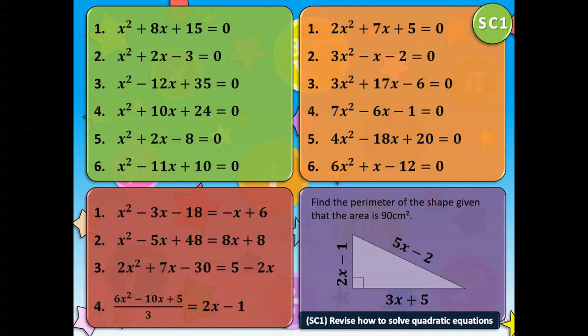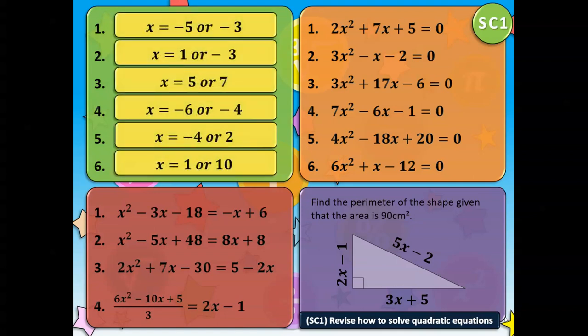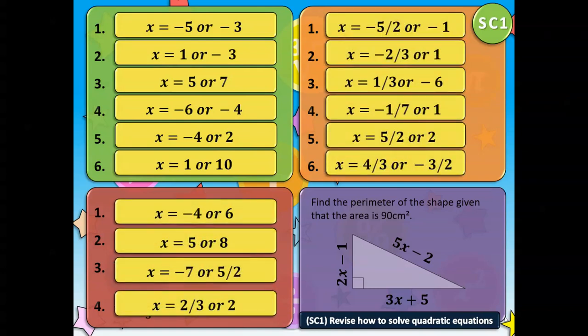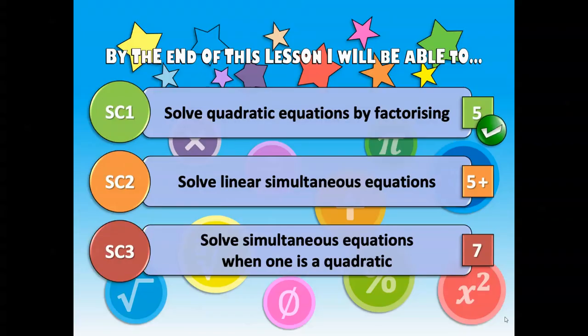Here are your answers. So there's your green answers, there's your amber answers, there's your red answers, and there's your purple answer. So now I've completed success criteria 1. So now I'm going to move on to number 2, and this is to solve linear simultaneous equations.